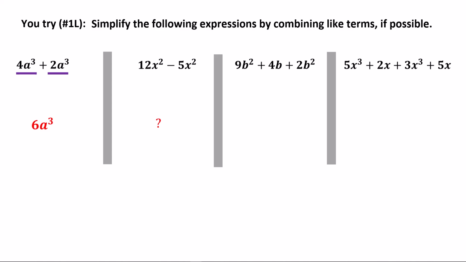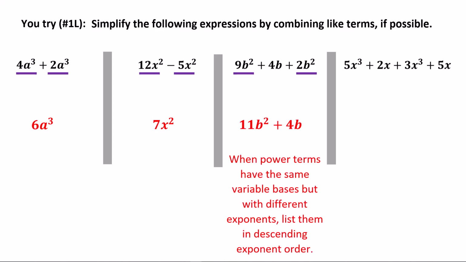In the second one, likewise, x squared is the like term, so 12 minus 5 is 7. Final answer, 7x squared. In the third one, the two b squared terms can combine, so 9 plus 2 is 11b squared, and then plus 4b.